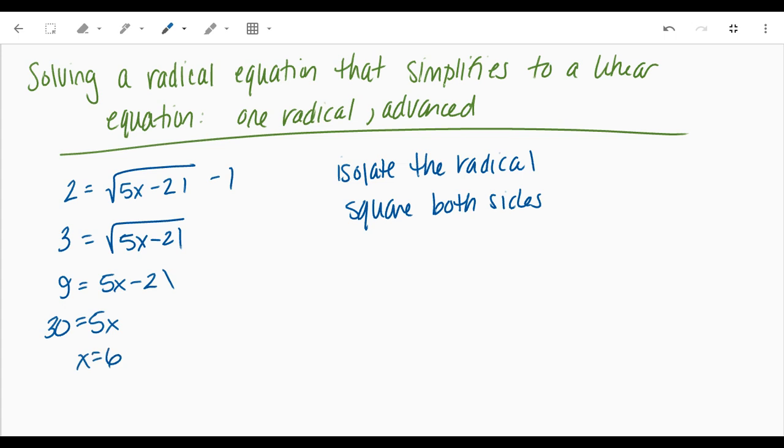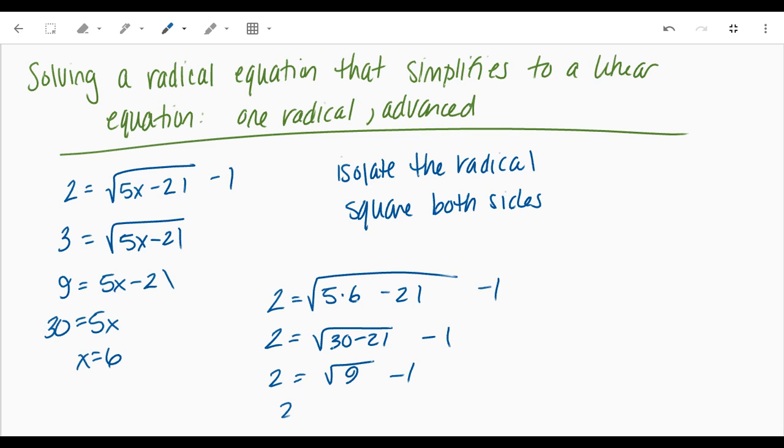Okay, what makes this advanced is you got to check your answer. Some of these your answer won't work. So 2 would be the square root of 30 minus 21 minus 1. So the square root of 9 minus 1. So 3 minus 1, and that works in this case. All right, we'll do another one.